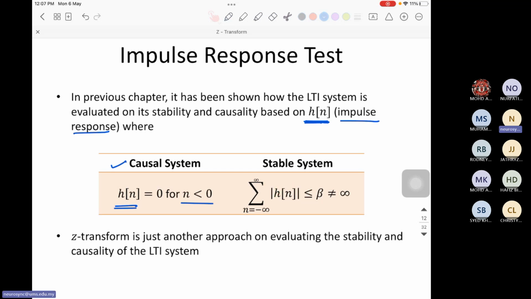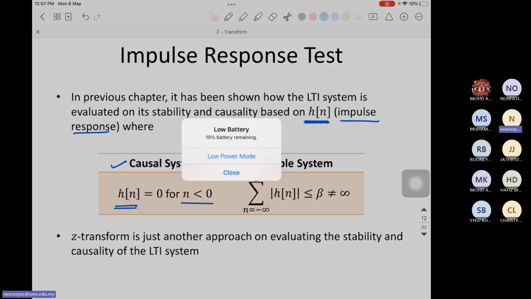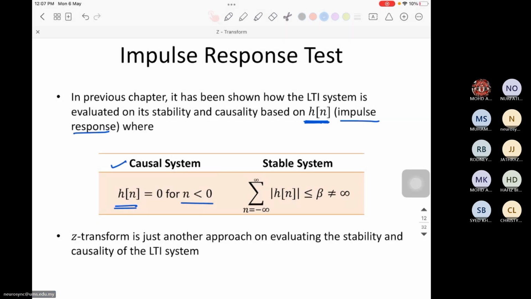Similarly, we can say the stability. Now, the magnitude of this impulse response h of n, if we do the summation over the limit minus infinity to infinity, and this value is less than or equal to some beta which is not equal to infinity, then the system will be stable. Now, the Z transform is another approach for evaluating the stability and the causality of the LTI system.